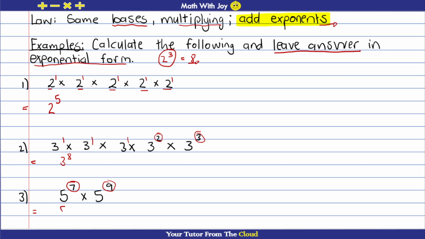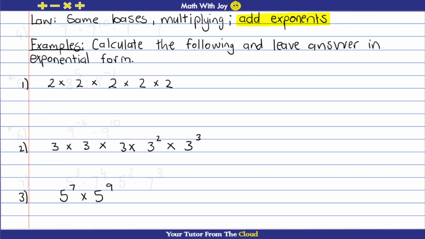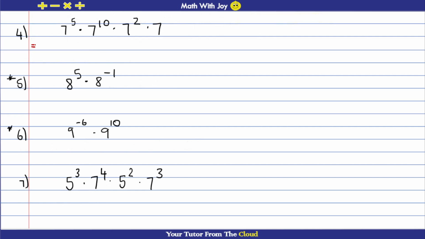Yes. So we have 5 to the power of 16. So now we are understanding the law. So this is 7 times. So instead of writing 7 times 7, you can put the dot. So we have 7 times 7 times 7 times 7. So we're just going to add the exponents here. So 5 plus 10 is 15, plus 2 is 17, plus 1 is 18. So it's 7 to the power of 18. Don't just write down your answer is 18. You must put the base and then put the exponent.